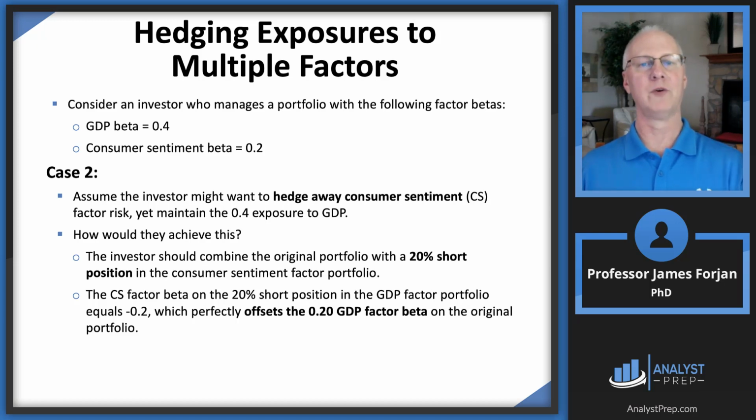How about if we want to do just the opposite? Let's suppose that we want to hedge the consumer sentiment, yet maintain the 0.4 exposure to GDP. Well, we're going to take a 20% short position, whatever that means in terms of the value of the portfolio. We're going to take a 20% short position in consumer sentiment, and that's going to exactly offset. Now, in case one and case two, we were trying to eliminate it, right? Get down to zero.